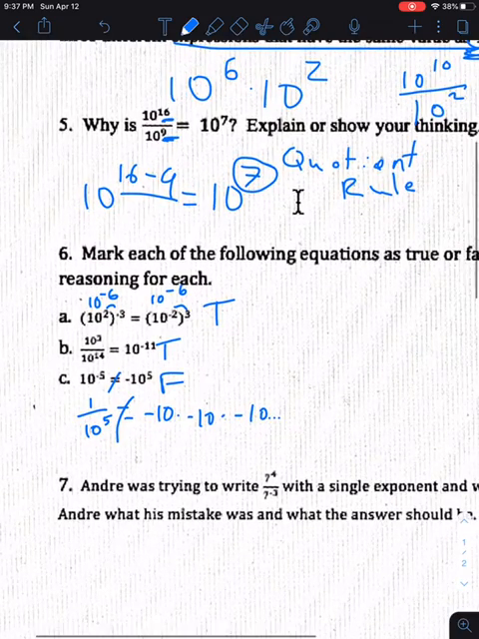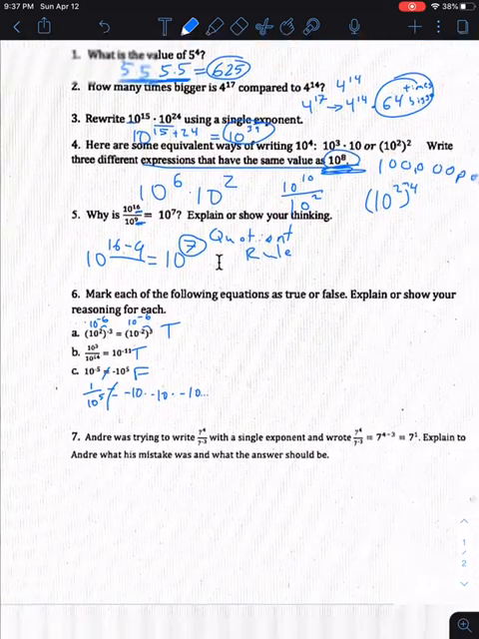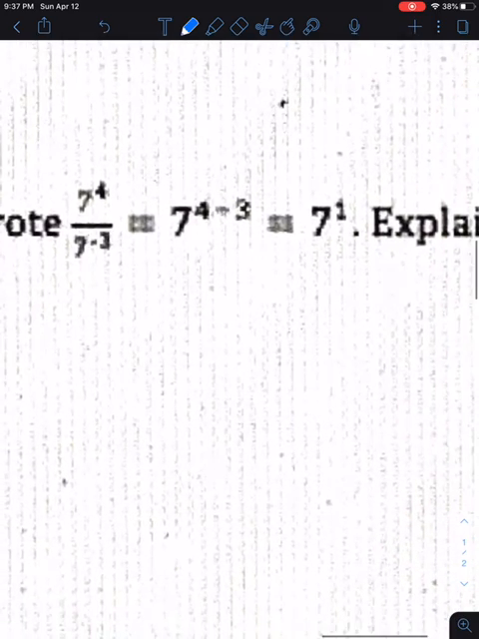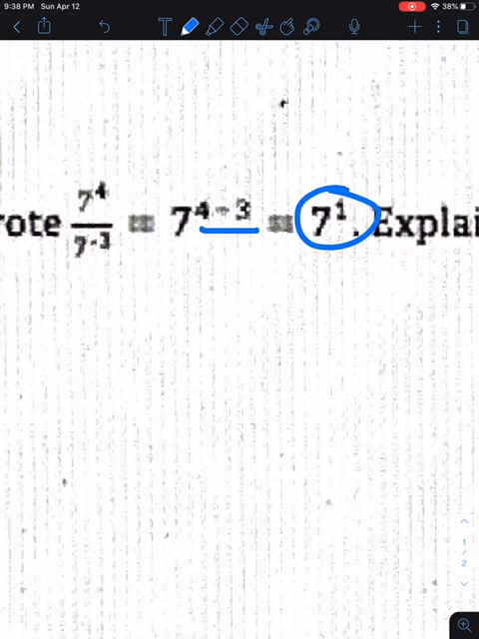All right, awesome. So number 7, Andre was trying to write 7 to the 4th divided by 7 to the negative 3rd with a single exponent and wrote this. All right, so he did 7 to the 4th over 7 to the negative 3rd. He used the quotient rule and subtracted the 2. He got 7 to the 1st. But wait, this exponent's negative. He subtracted a positive number from 4.